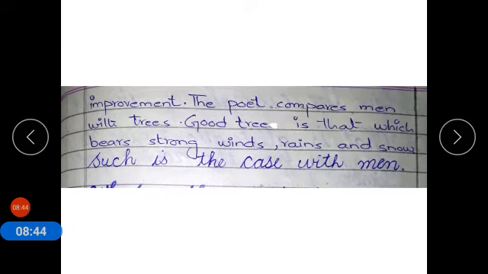The poet compares men with trees. A good tree is one that bears strong winds, rain and snow. Such is the case with men. If a man suffers in his life, he survives it and he becomes stronger. So if he becomes stronger, he will achieve the destination he wants.